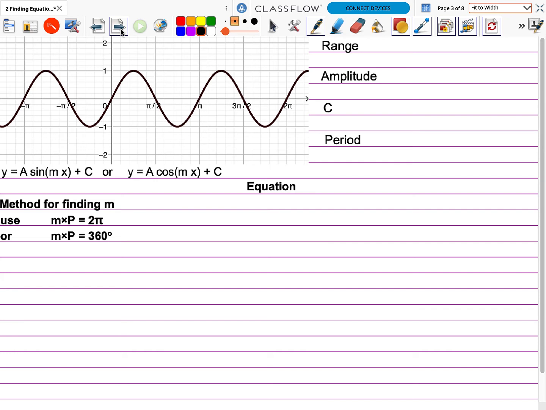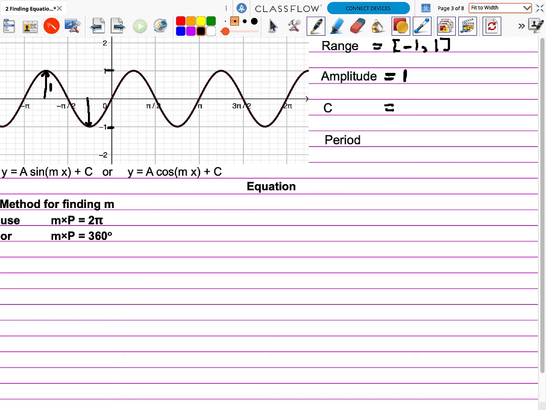Right, here's the answers to what you have just done, I hope. The range is the highest, lowest, starting at the lowest, going to the highest. So the lowest y value for this curve is -1. The highest y value is 1, so the range is equal to 1. The amplitude is going from the middle line to the highest point, or from the middle line to the lowest point, doesn't matter which one you choose, but clearly the length of this line is equal to 1. So the amplitude is equal to 1.